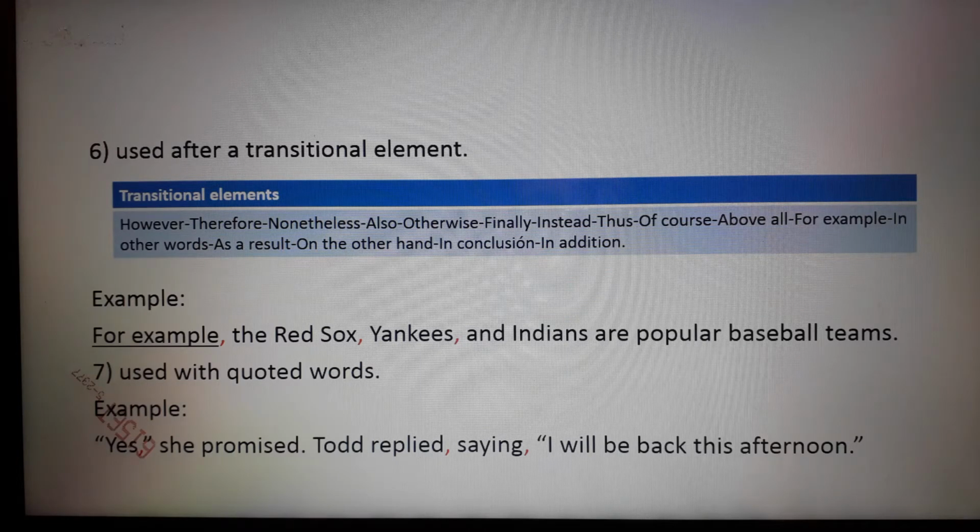Okay? A comma is also used with quoted words. You have an example here. Yes, she promised. Joel replied, saying, I will be back this afternoon. So when you have quoted words, that is to say yes I will be back this afternoon, you have to separate that information by using commas.